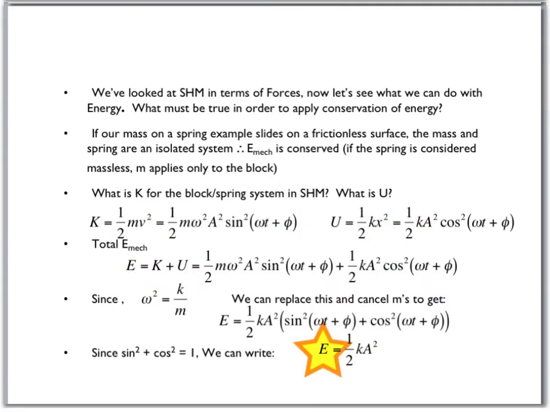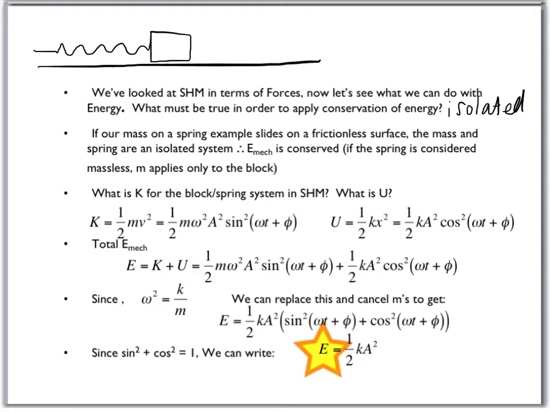Now, we've already looked at simple harmonic motion in terms of forces, but here we want to see what we can do with energy. So what has to be true in order to conserve energy? Well, specifically, if you want to conserve mechanical energy, your system would have to be isolated. That means that if we were to put our block spring system on a frictionless surface, then our mechanical energy would in fact be conserved.